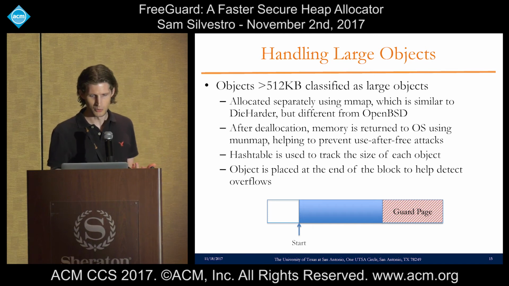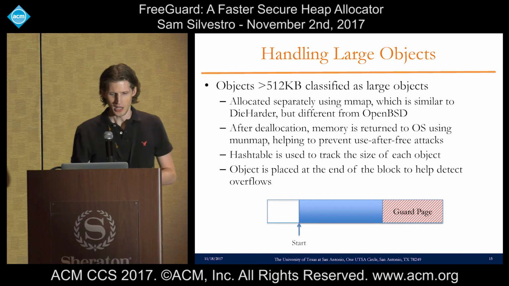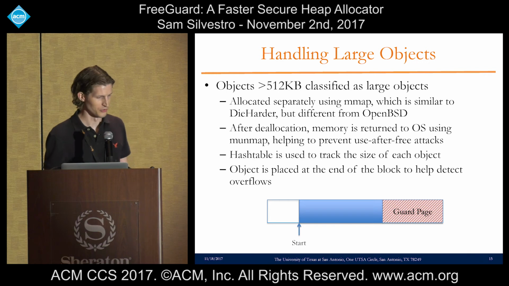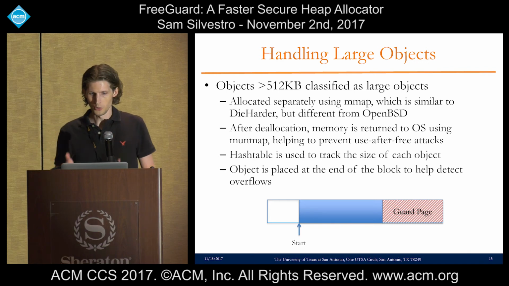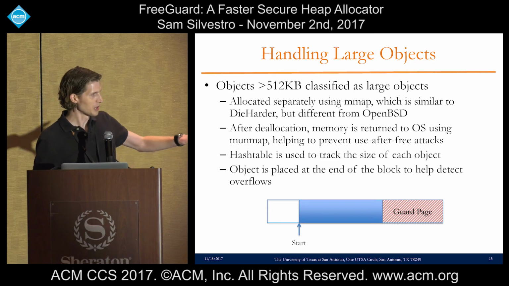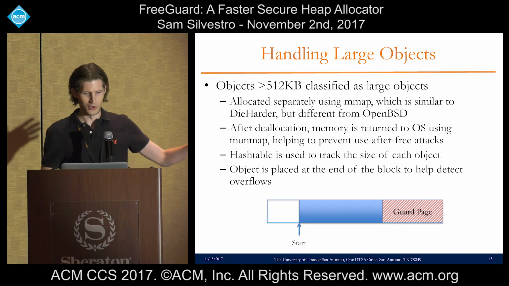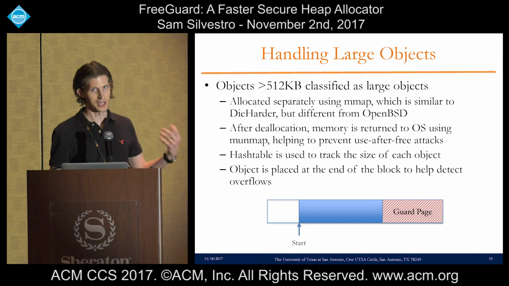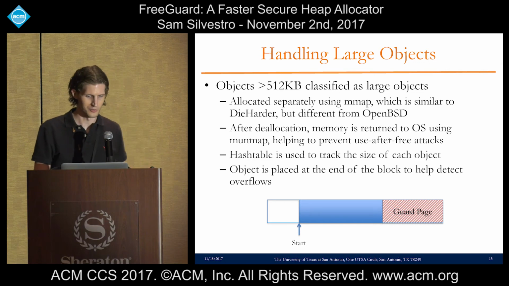We use a hash table to track the size of each object, and we place the object at the end of the block to help detect overflows. So mmap is page-based. Unless the requested size is a multiple of the page size, there's going to be some slack space in the mapping. So we go ahead and put that slack space up front, so any overflow will go off the end of the mapping and trigger a segmentation fault.